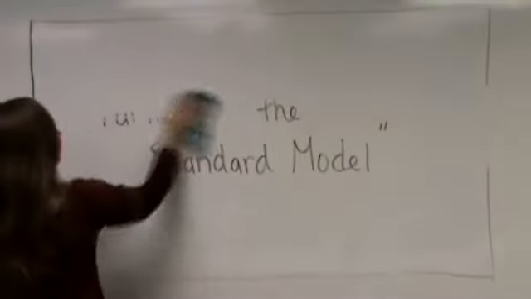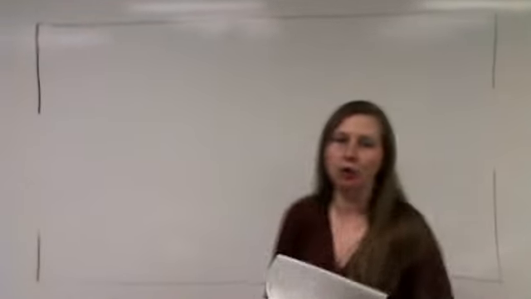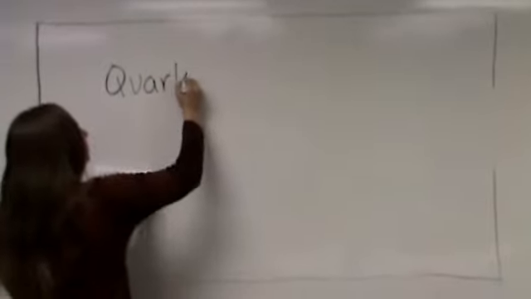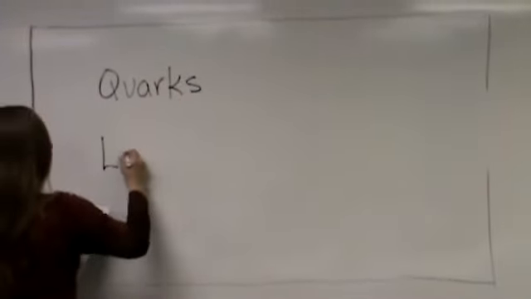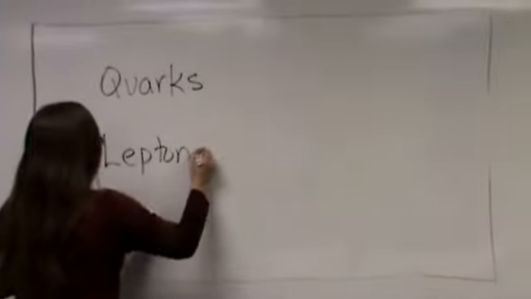Now, on the chart, there are two major categories of particles. On the chart, we have quarks on top, leptons on the bottom. Again, quarks on top, leptons on the bottom.